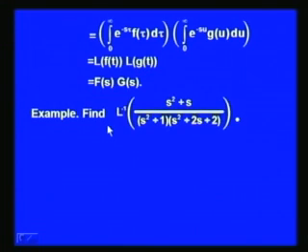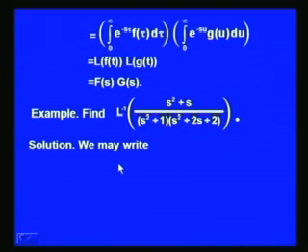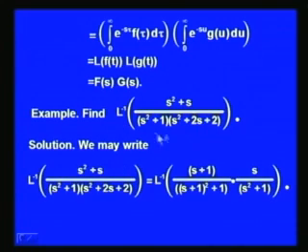Let us apply this convolution theorem to find the inverse Laplace transform of the function (s square plus s) over (s square plus 1) into (s square plus 2s plus 2). The inverse Laplace transform of this function of s may be regarded as a product of two functions, s over s square plus 1, and another one as s plus 1 over s square plus 2s plus 2. So, we can write the inverse Laplace transform of the given function as L inverse of (s plus 1) over ((s plus 1) whole square plus 1) into s over (s square plus 1).